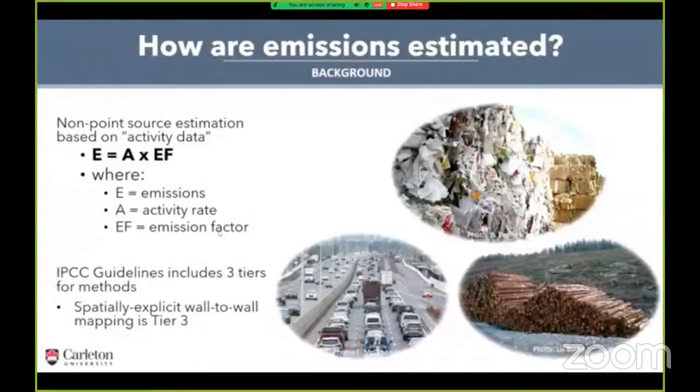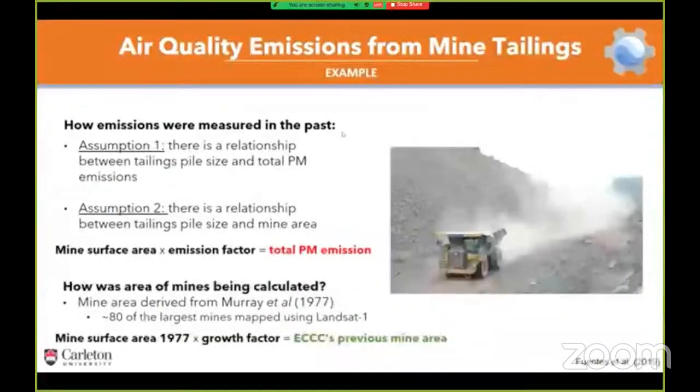And so within the IPCC guidelines, there's 3 tiers of ways that we can give data to this equation. The tier 3, which is sort of the gold standard, the highest level, the most complicated method, is a spatially explicit wall-to-wall mapping. And so that's where remote sensing, and that's where Google Earth Engine comes in. So when I was hired, I was told we really want to improve our emissions estimates using this tier 3 standard. How can we do that?